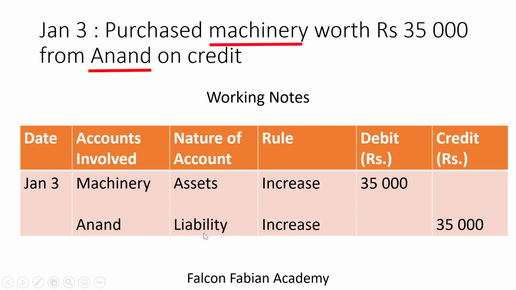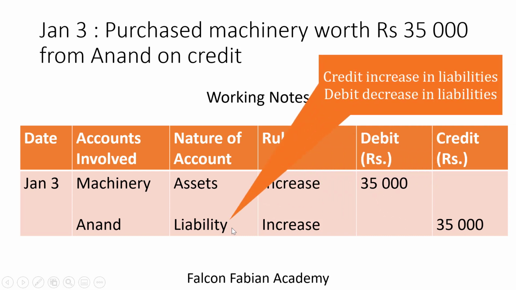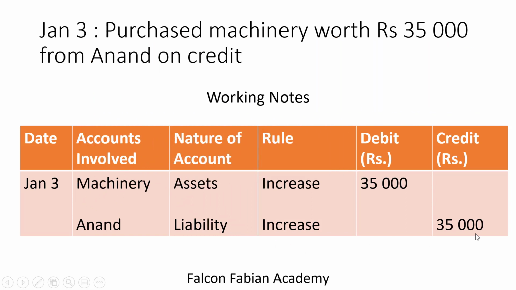Now the second account is of Anand. It is a liability for the business, and there is increase in liability. Why? Because you have bought on credit from Anand. Therefore, there is increase in liability. And what was the rule for liability? Credit increase in liability and debit decrease in liability. And here the liability is increasing. Therefore, it needs to be credited.